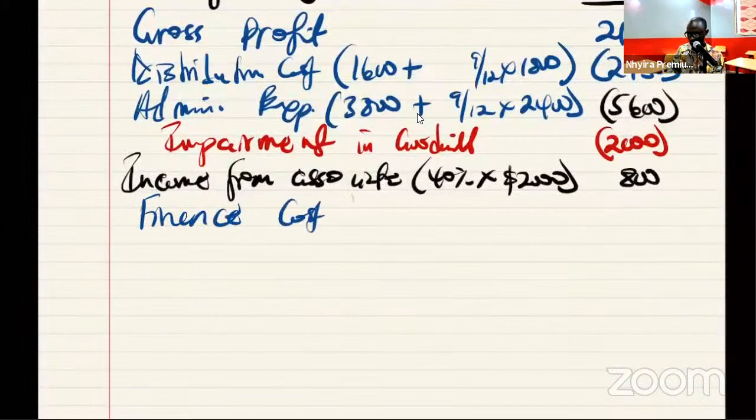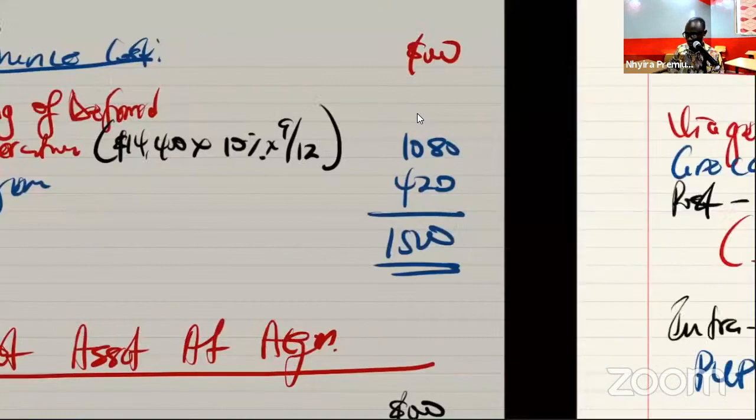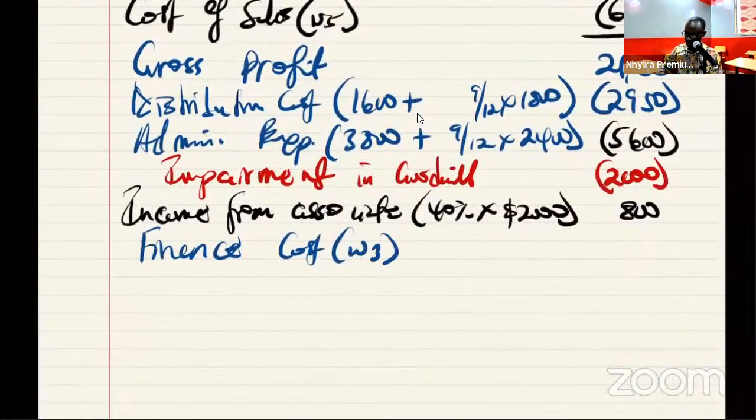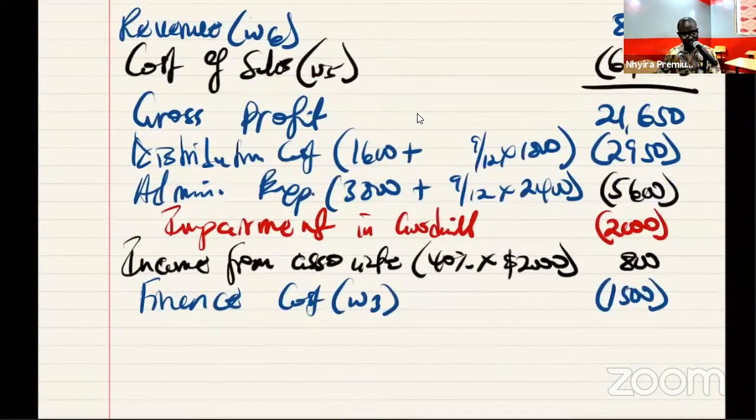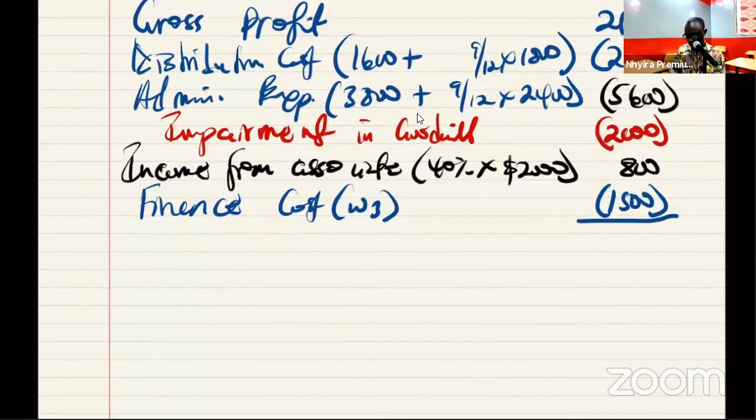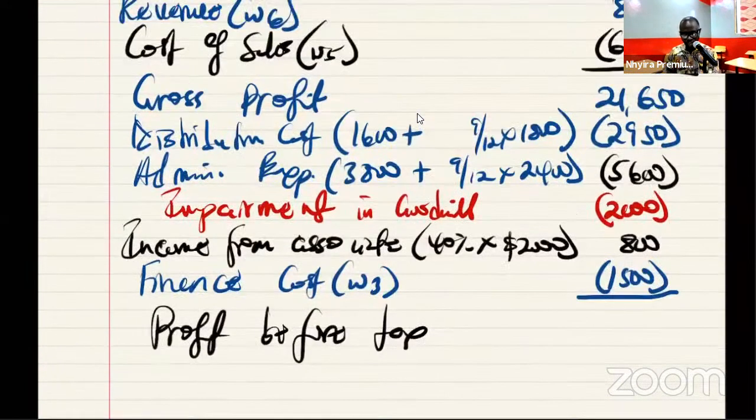So finance cost, I think we did a workings for that. So we'll go pick our workings up. Where do we have it? Finance cost is in workings, 3,500. So you see that when you do the workings, you're just going to pick it and throw it down, pick it and throw it down. Then we deduct that all to get a profit before tax. And if we punch all these out, we should get an amount of 10,400. That is our profit before tax, 10,400.